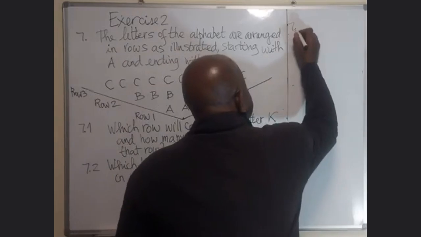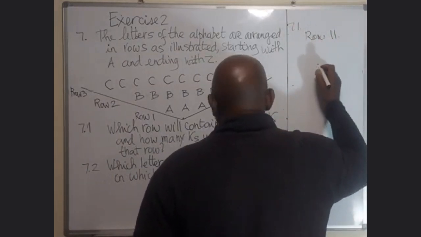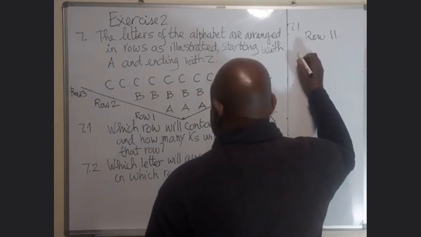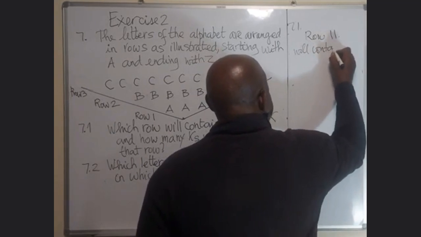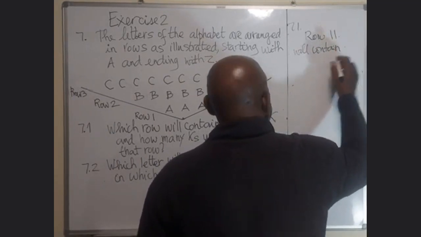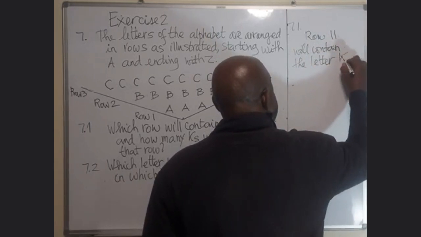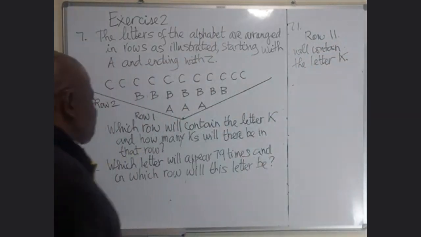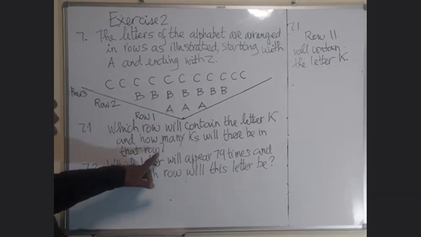So 7.1, row 11 will contain the letter K. And how many K will there be in that row?